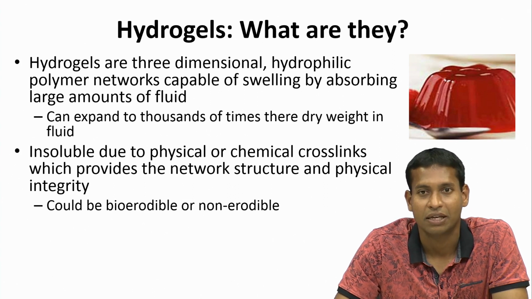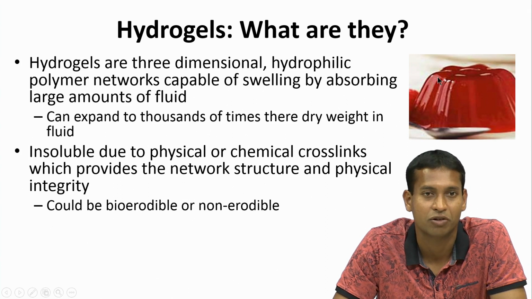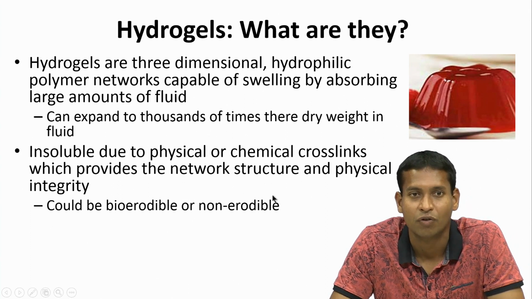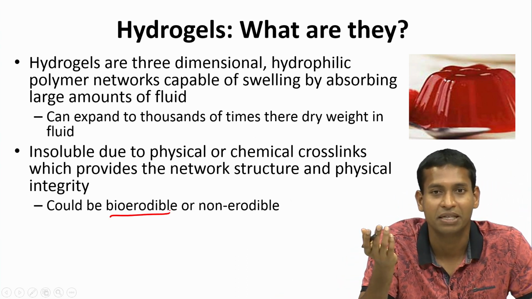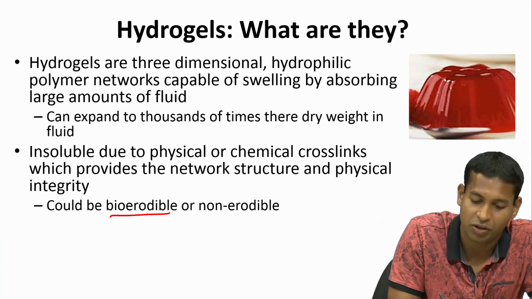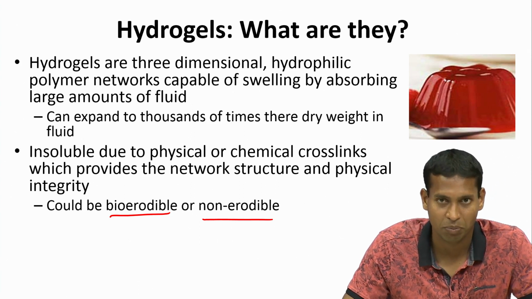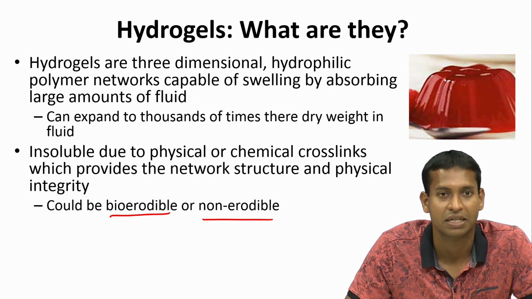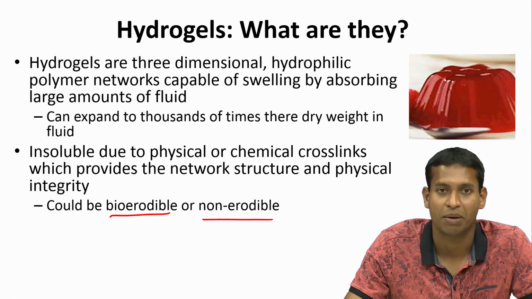Of course, like all the matrix systems that we talked about earlier, this is also one sort of a matrix system. These could be bioerodible or non-erodible. If it is bioerodible, that means that over a period of time the hydrogel will degrade, and if it is non-erodible, that means that it will maintain structure, it will not really have any loss of the polymer itself. The drug may or may not come out, that depends on the system you are designing, but the biological fluid will not cause any kind of erosion to happen.